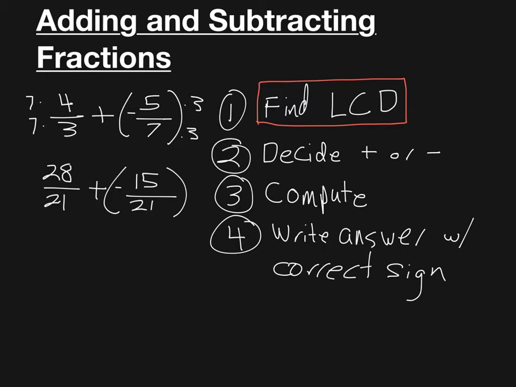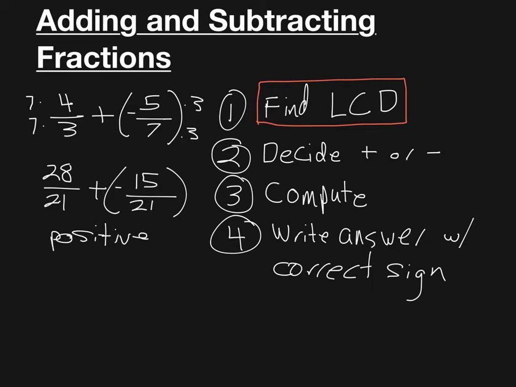Now we're going to add these numbers together the same way we've been doing for a while. So after we find the least common denominator, our next step is we have to decide if our answer is positive or negative. I'm just going to look at the numerators here. And I notice that my positive 28 is larger in absolute value than the negative 15, right? I have more positives than negatives. So I know my answer is going to be positive. Just going to write that there for reference.